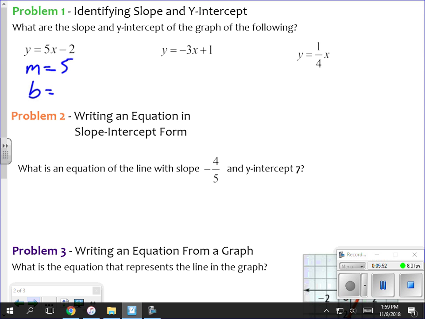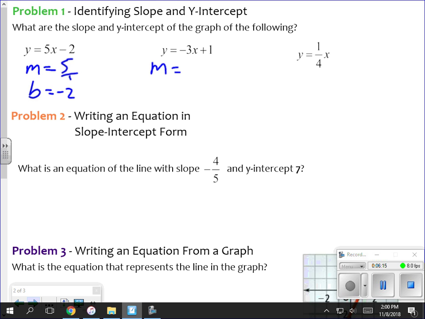What's our y-intercept? -2. Watch the negatives and positives. So if I were to graph it, I start at -2, and then I do a slope of 5. And for graphing purposes, always make it a fraction. When you're graphing, you need to make it a fraction so you can find your right and left for graphing.